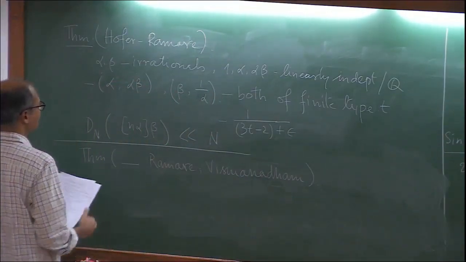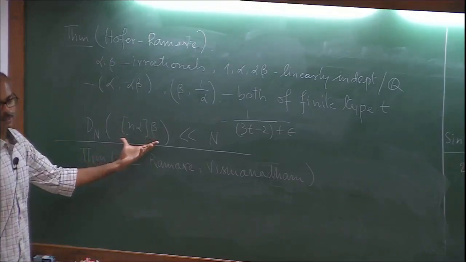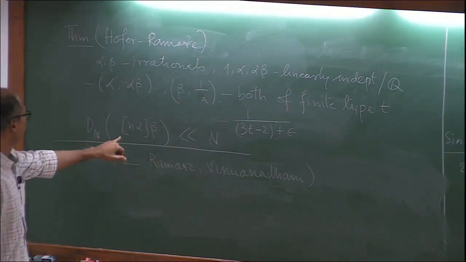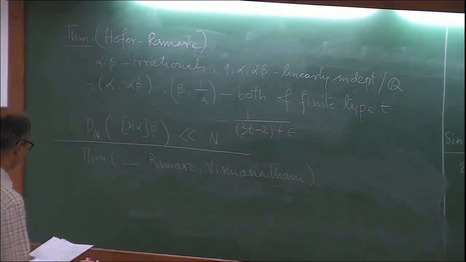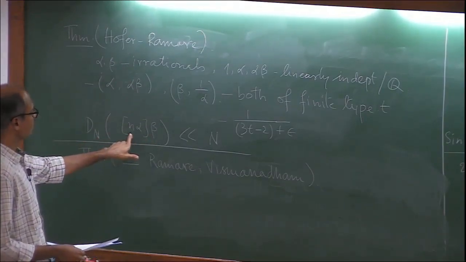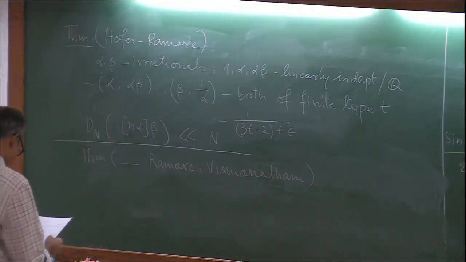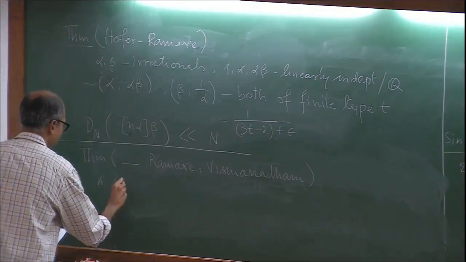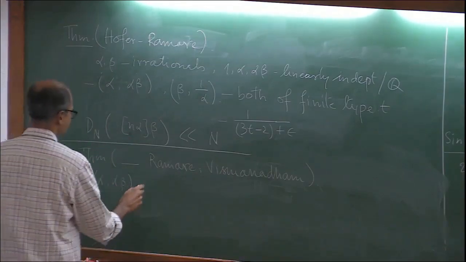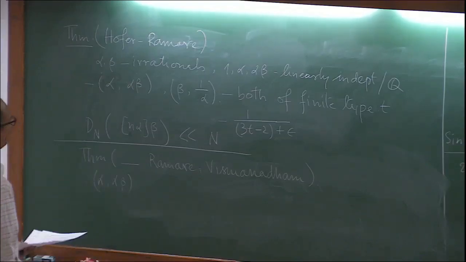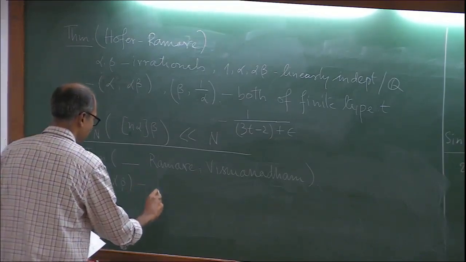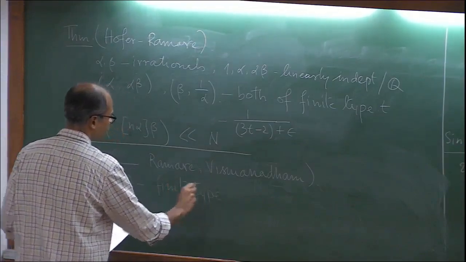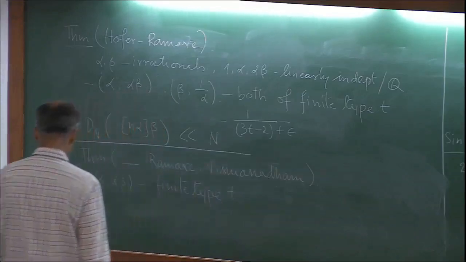So we look at a generalization of this generalized polynomial. We replace this n by a polynomial in n, a polynomial of arbitrary degree. Our assumptions are also alpha, alpha, beta, so we have only one assumption. It's a weaker result with only one assumption. This is of finite type T.